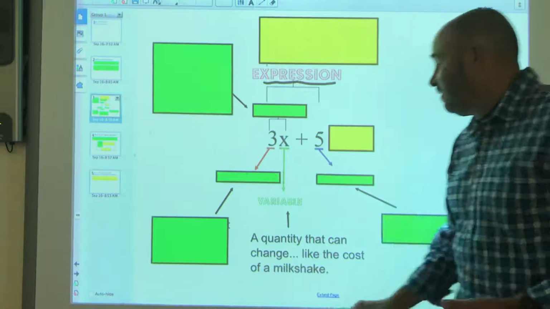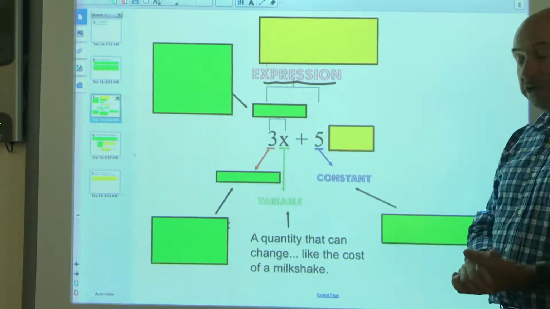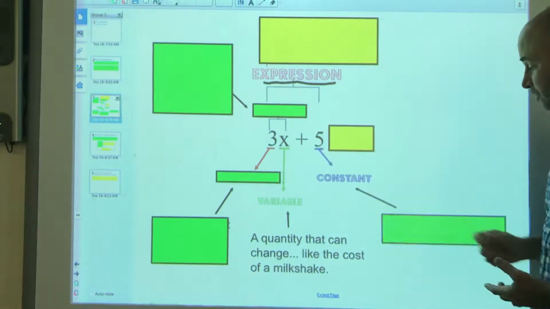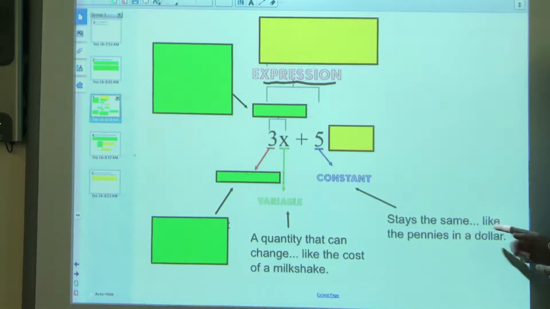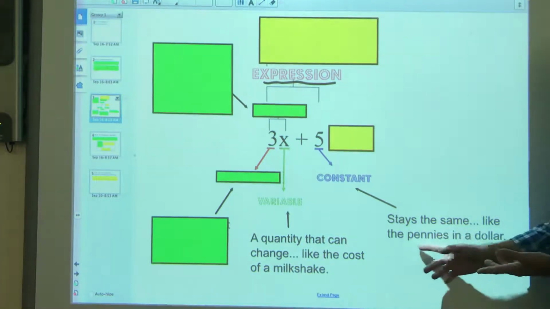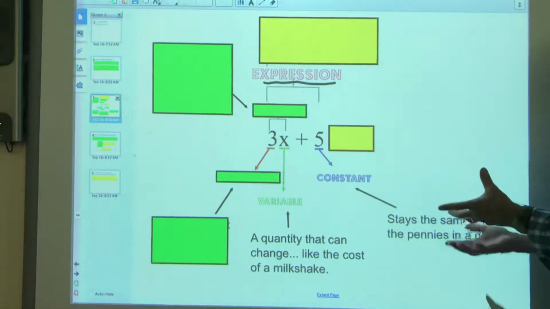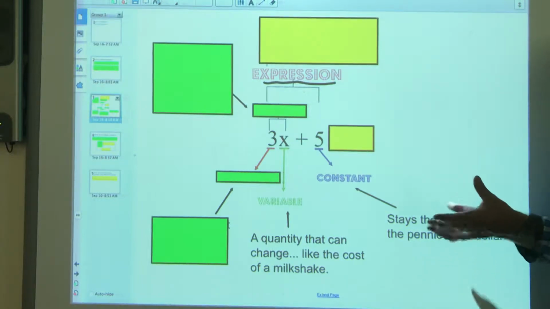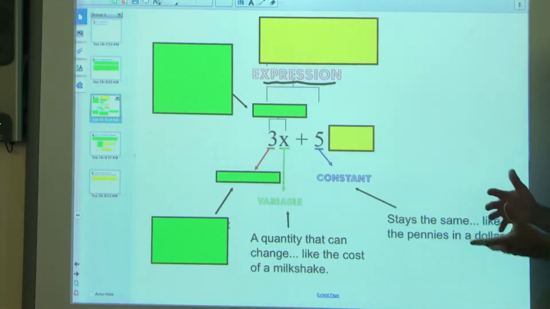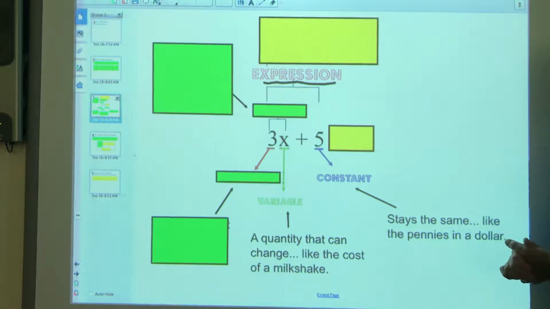which leads us to the definition of what a constant is in an algebraic expression. A constant stays the same, like, for example, the pennies in a dollar. There will always be 100 pennies equal to $1, okay? That is a constant that we work with, okay?